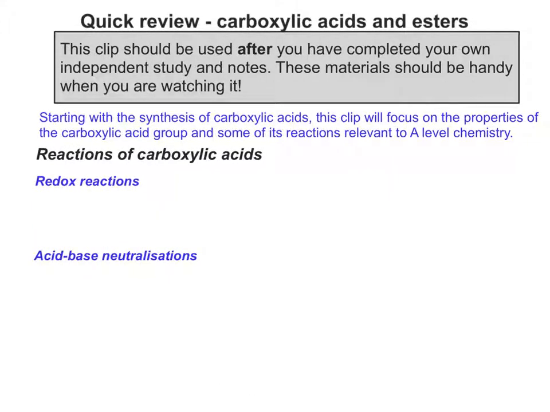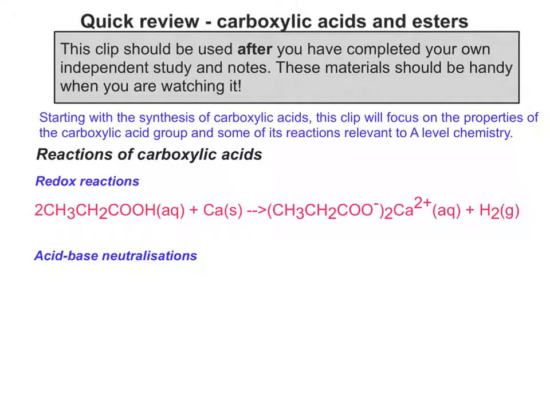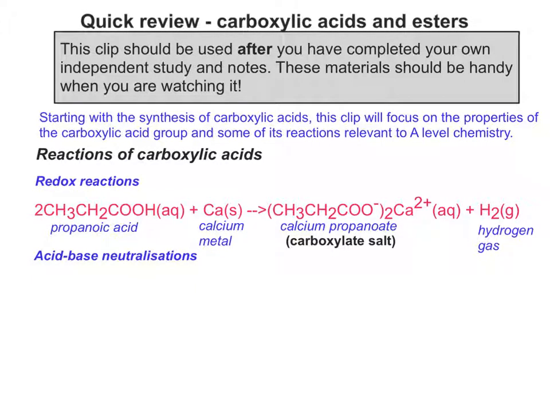So the reactions of carboxylic acids can be broken down into redox reactions or acid-base neutralizations. So looking at an example of a redox reaction, you have the acid reacting with a metal to make a carboxylate salt and hydrogen gas. So it's obviously a redox reaction if you check the oxidation numbers of the relevant atoms. So you can see that calcium is oxidized and hydrogen is reduced.